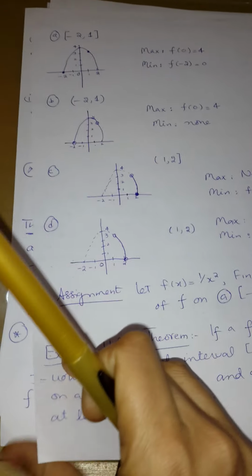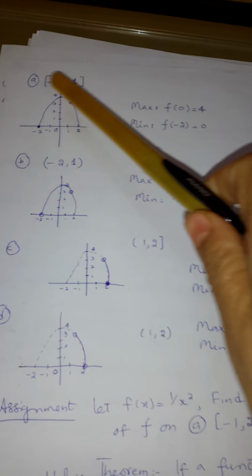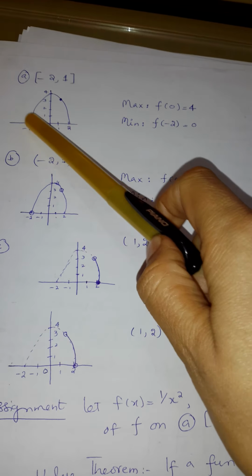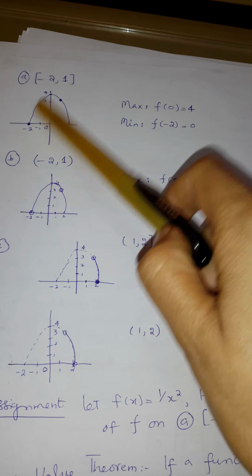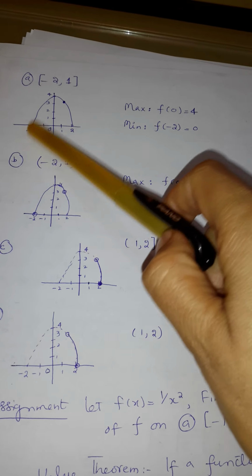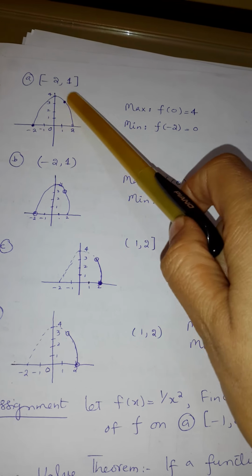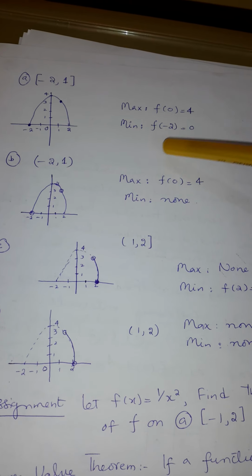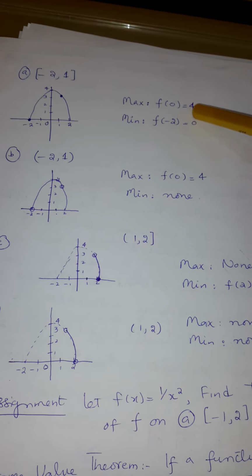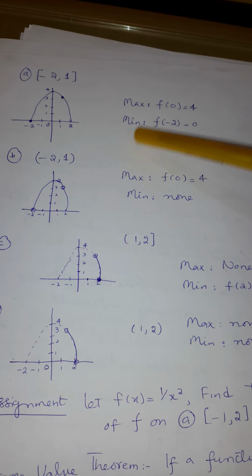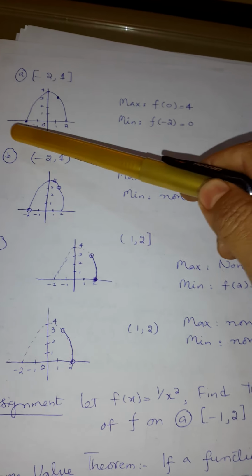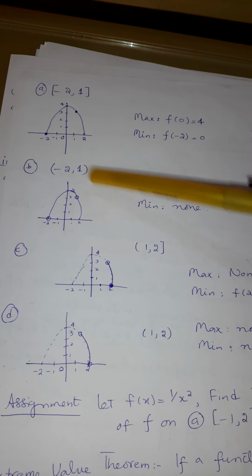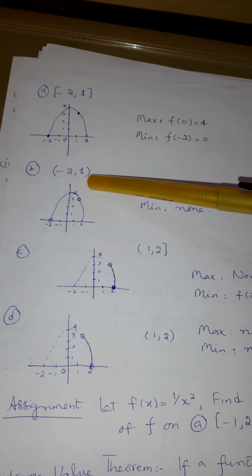Now, the first interval is -2 to 1. And these dark circles show you that these endpoints are included in the interval. So this graph is from -2 to 1. Now for this diagram, the maximum value is at 0. It is 4. And the minimum value is at point -2. It is 0.